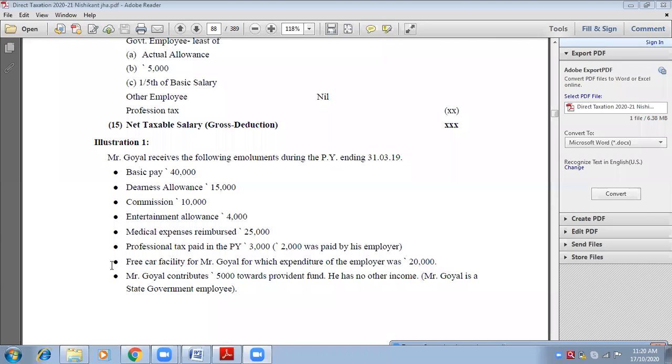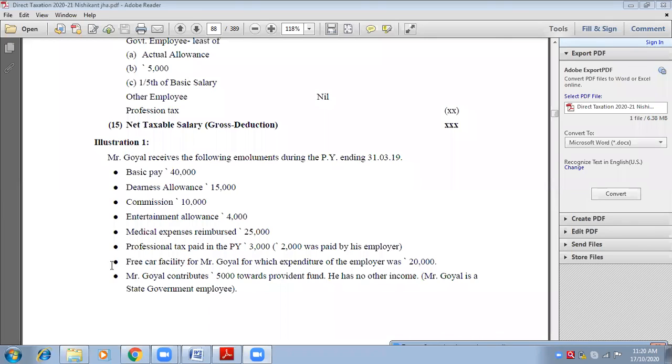So how you will write it: in the particulars column, write down free car facility by employer, and in the outer column 20,000. Outer column means it is taxable. The 20,000, which is the amount that is taxable, has to be shown in the outer column. That's it. Mr. Goyal contributes 5,000 towards Provident Fund. Remember, it is his own contribution.